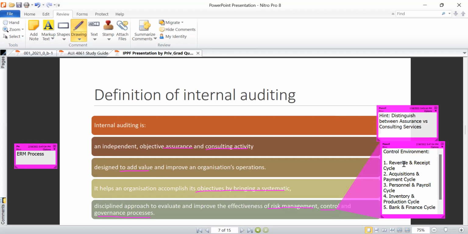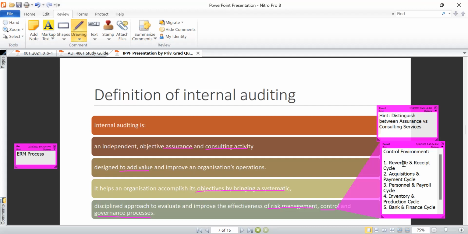So it can be either revenue and receipt cycle that is taking place. Normally you see this obviously from procurement, from sales, the sales department. And in the acquisitions and payment cycle, normally this one, it's a process activity that is executed by procurement of the organization. Then personnel and payroll cycle, this is more to do with HR within the organization. Some organizations, obviously depending on the size, you've discovered that they've got a personnel department and then they've got a payroll department separate from each other. So one is dealing with just people, the other one is dealing with payments of the salaries for the people, right? So that's payroll.